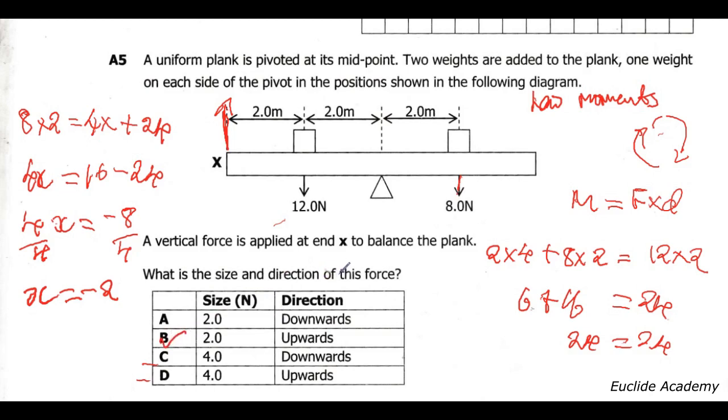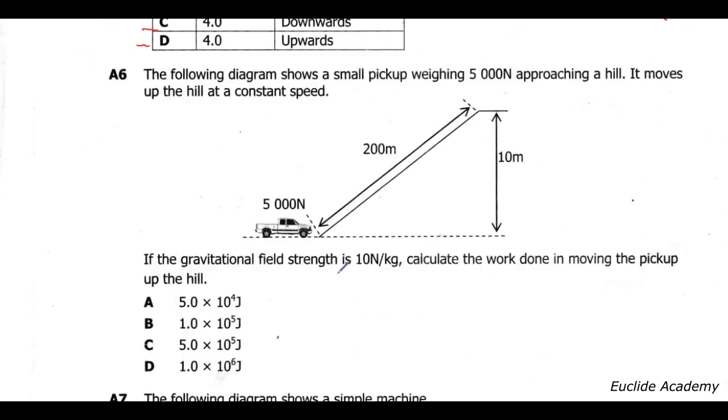So question 5. The following diagram shows a small pickup weighing 5,000 newtons approaching a hill. It moves up the hill at a constant speed, and the distance is 200 meters up to this point, which is the vertical distance.